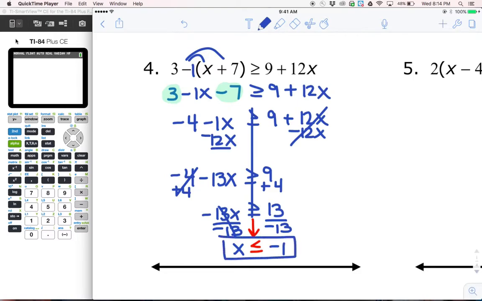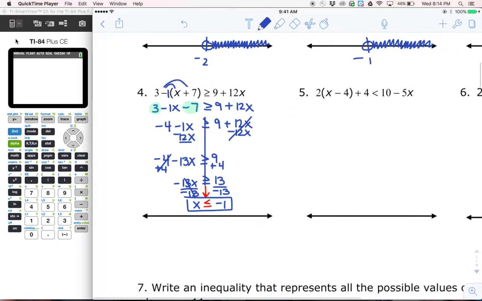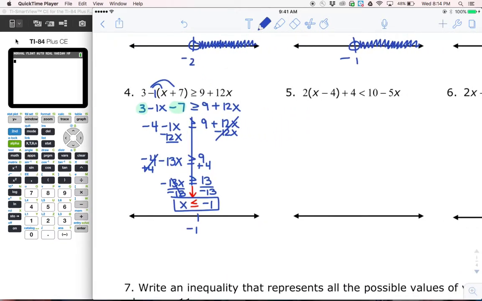All right, on my inequality, I'm going to have a shaded in circle, but this time it says less than, right? X is less than or equal to negative 1, so we're actually shading to the left this time.